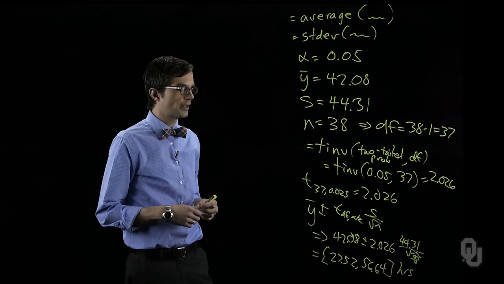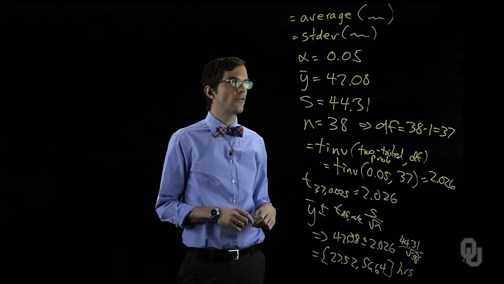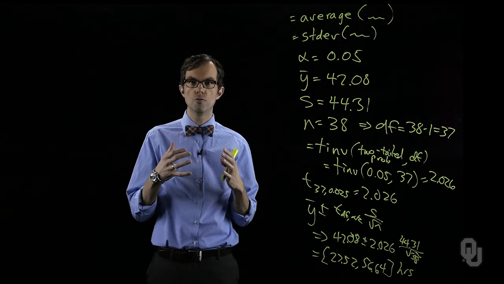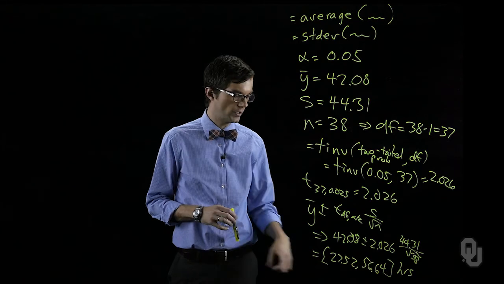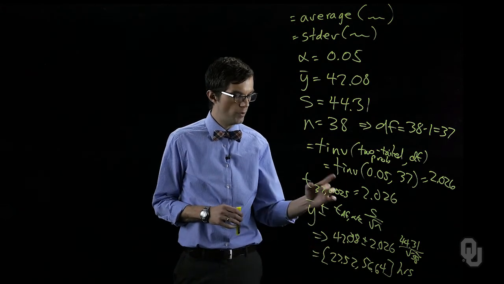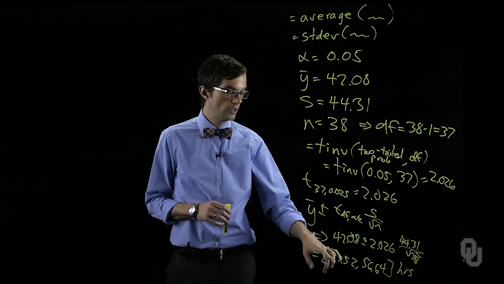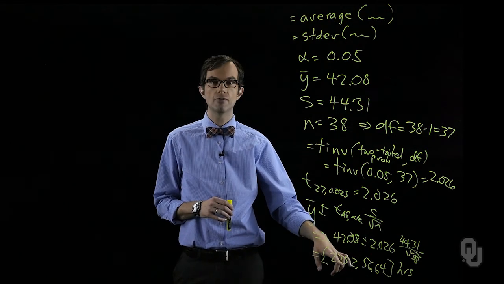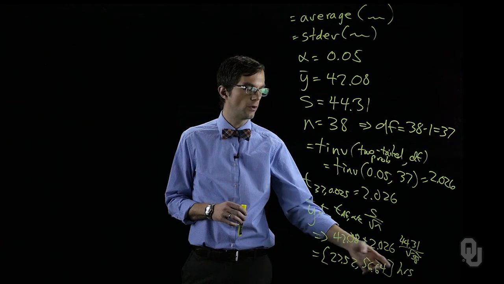So what's the punchline here? We have a 95% confidence interval within which we think the true population duration lies. We are 95% confident that the true population duration of outages lies between 27.52 and 56.64 hours.